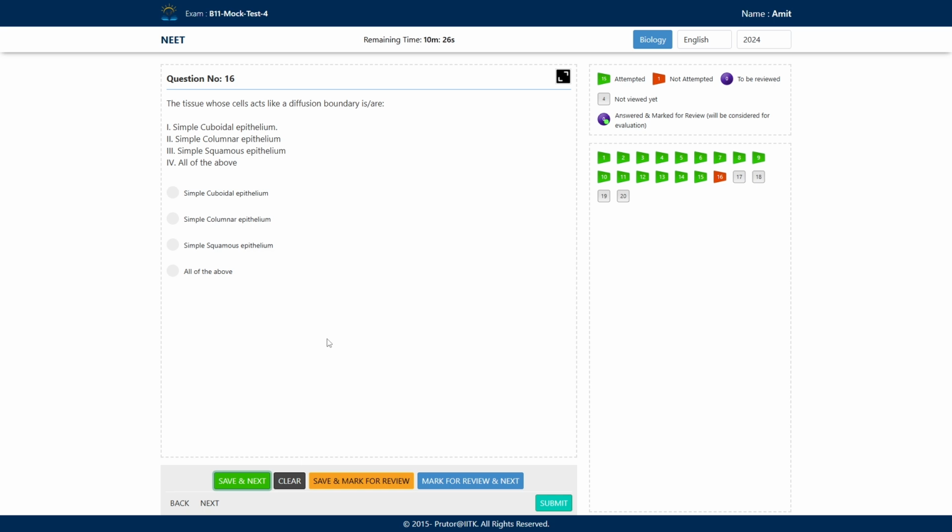The tissue whose cells act like a diffusion boundary is: first, simple cuboidal epithelium. Second, simple columnar epithelium. Third, simple squamous epithelium. And fourth, all of the above. So, which tissue cells act like a diffusion boundary? Now, a hint: the cell that acts like a diffusion boundary is very thin and flat. So, which one will be thin and flat?